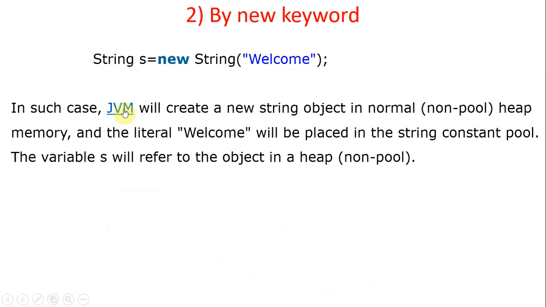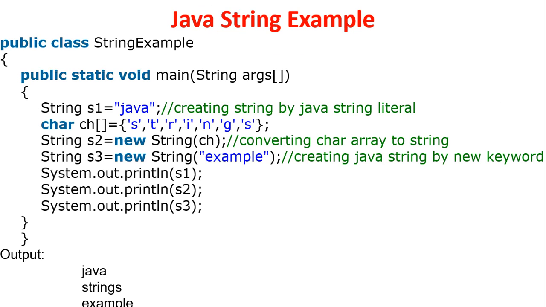If you use the new keyword, the JVM creates a new string object in normal heap memory, and the literal welcome will be placed in the string constant pool. So the variable will refer to the object in the heap. Normal variables will refer to the non-string constant pool area, whereas string literals refer to the string constant pool. That is the thing.